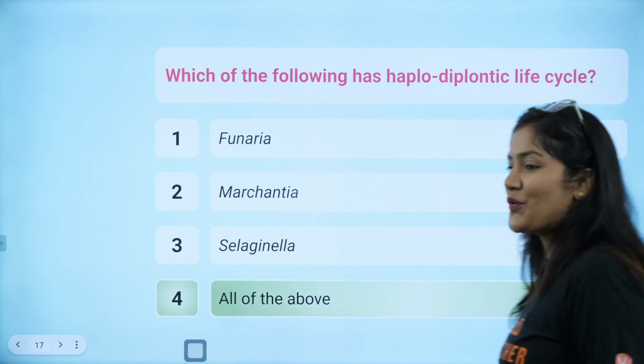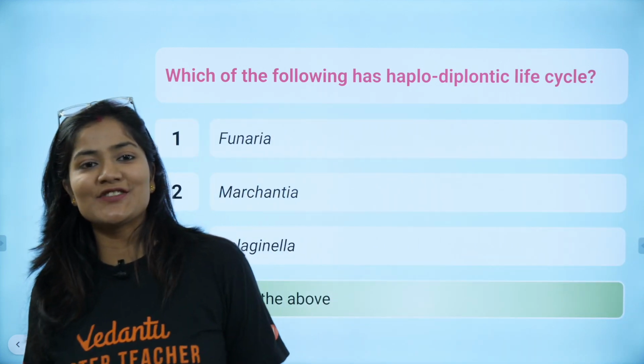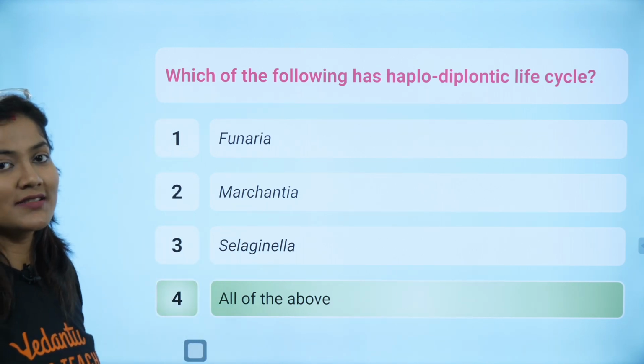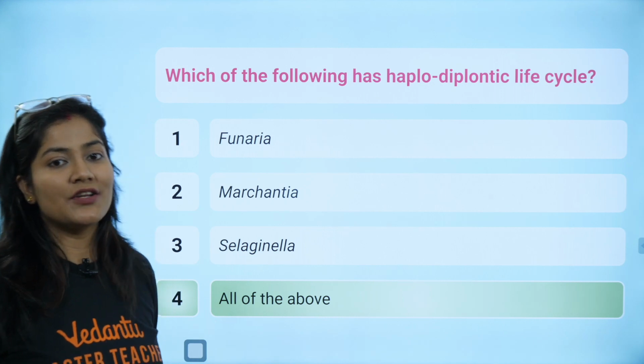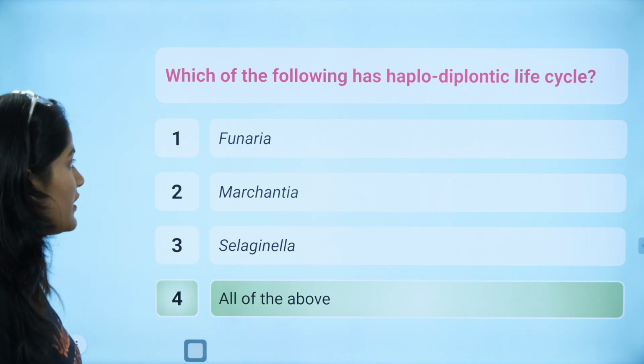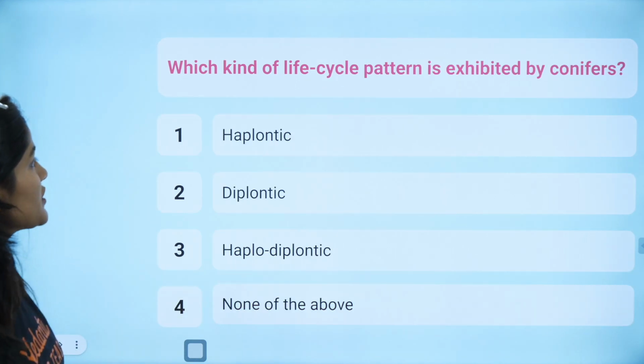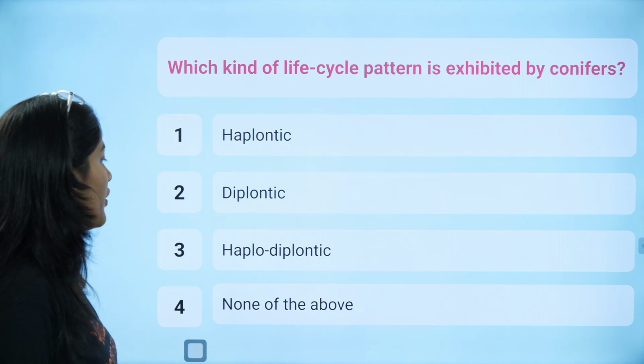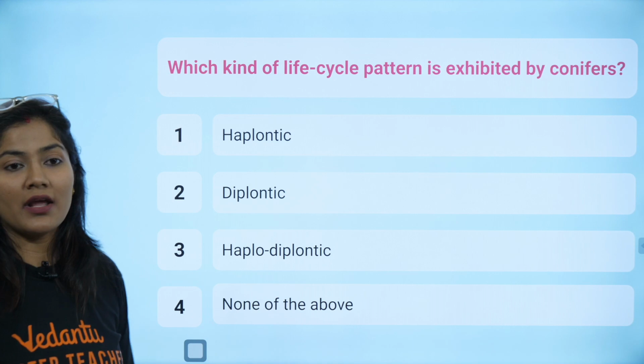Time's up. Let's see what's the correct answer. The correct answer is all of the above, right? So Funaria, Marchantia, Selaginella, which are examples of bryophytes and pteridophytes, are going to have the Haplodiplontic life cycle. Next one, which kind of life cycle pattern is exhibited by your conifers? Haplontic, Diplontic, Haplodiplontic and none of the above.